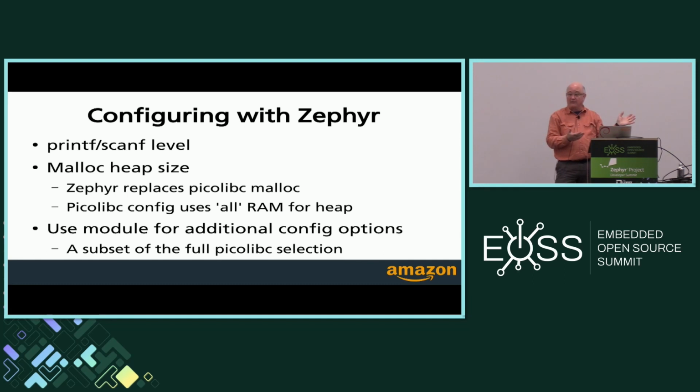If you want to customize Picolibc at a finer level of detail than is provided by the ctype and printf stuff, you can go in and use the module, and it's got half a dozen options. It's not as customizable as the upstream Picolibc configuration because there's a bunch of stuff that just doesn't make sense for Zephyr. So it's pretty limited in that way. But yeah, how many of you have actually discovered that you're using Picolibc when using Zephyr? Yeah, a bunch of people.